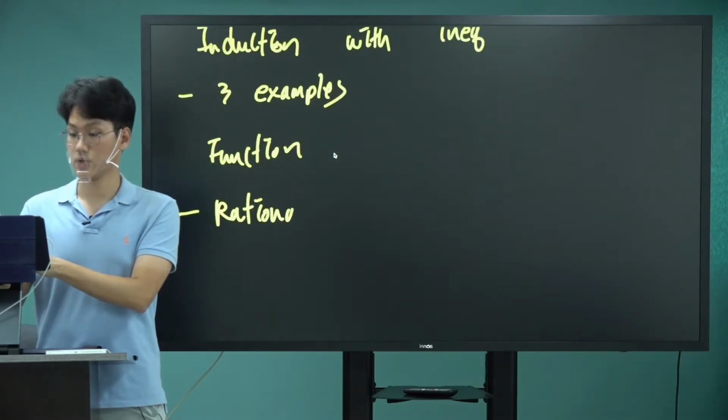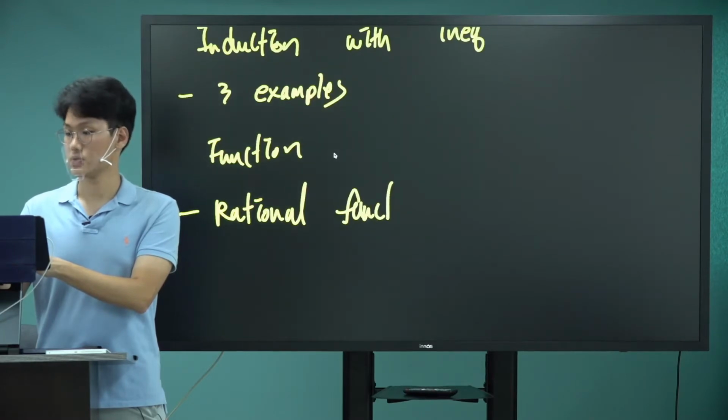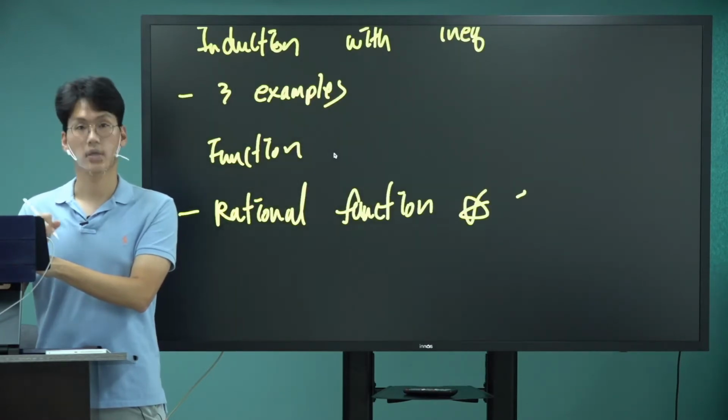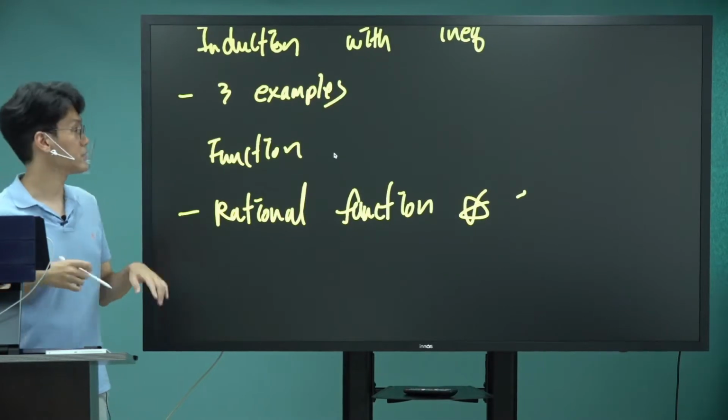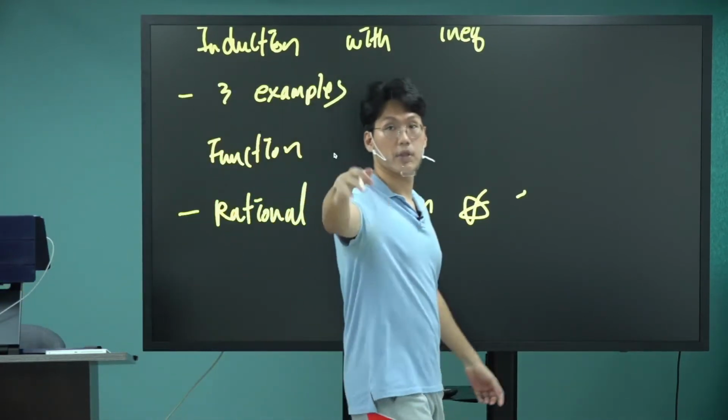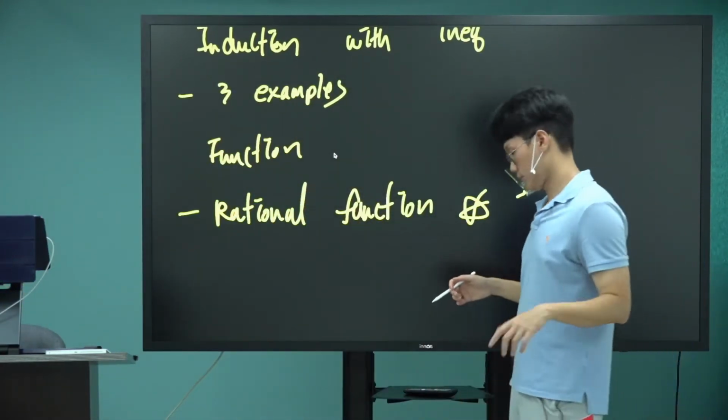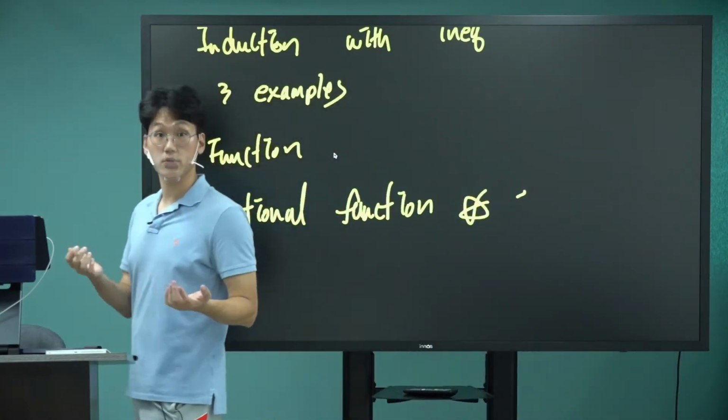I want to talk about rational functions, starting off with linear over linear, but later on we're going to talk about quadratic over linear, cubic over quadratic, who knows what.